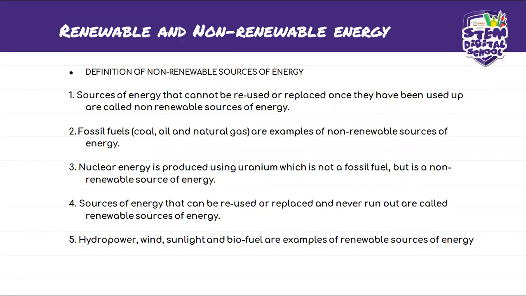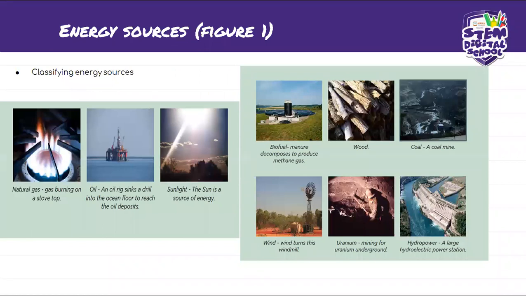All right. Now let's look at energy sources. There is a very good picture here showing the different sources of energy. From my far left, we have natural gas. It's used for burning stuff, as you can see. We have oil, and oil rigs drill into the ocean floor to reach the oil deposit. Then the third one, you can see the sun. The sun is the sunlight. The sun is a source of energy.